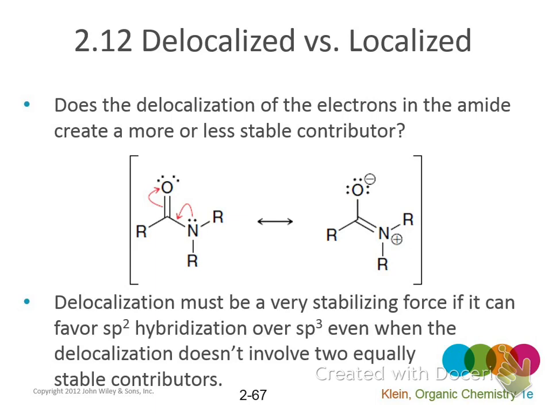Okay, so this does look less stable. The amide resonance structure looks less stable, but one of the statements that they make, which is good to think about, is that delocalization must be very stabilizing if it can favor sp2 over sp3. Right. Yeah, that is.